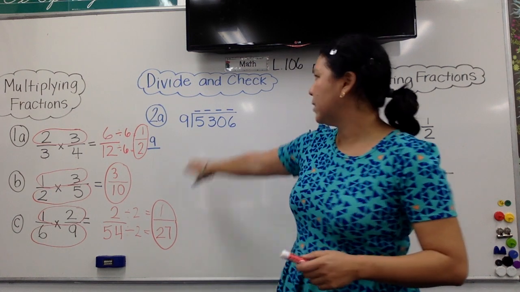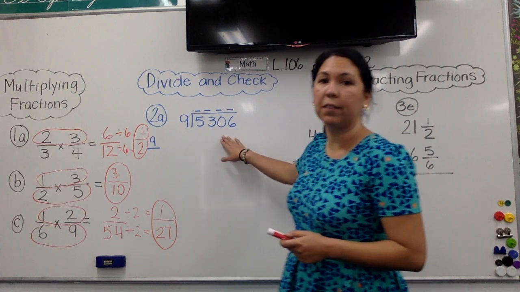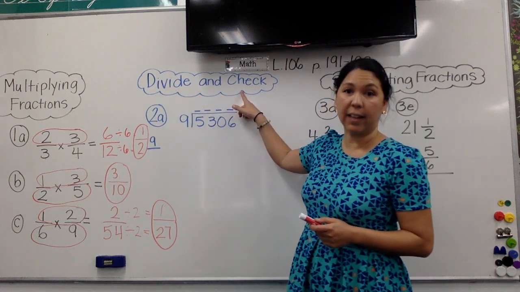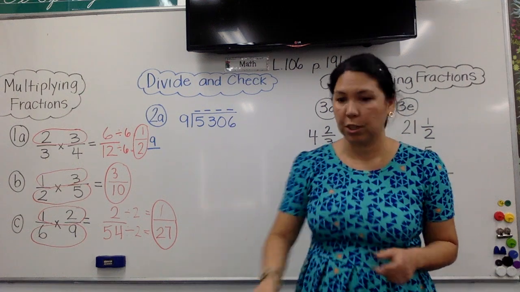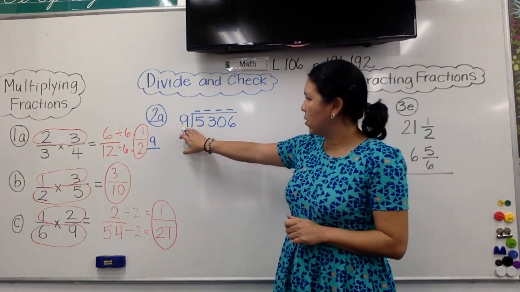All right, so let's go to letter 2A. It's also on the front. This is a long division, but what does it say, friends? Divide and check. So we are going to check it when we're finished. All right, I'm going to grab a black marker here, and let's go ahead and do this.